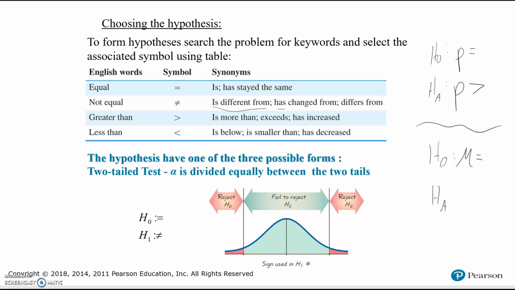Not is different from, has changed from, differs from, not equals to, is more than, exceeds, has increased. We use the greater than symbol, okay? And then less than, you've done that in other math classes probably, is below, is smaller than, has decreased. We use the less than symbol, okay?